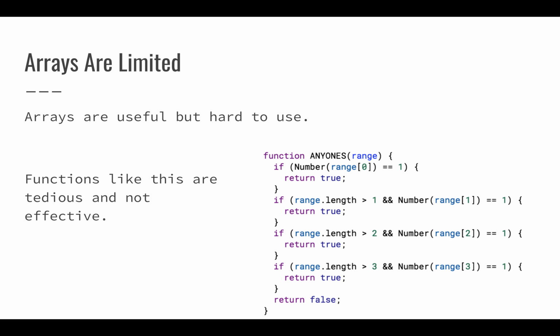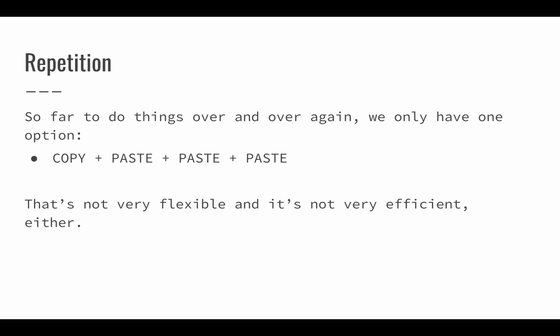If we passed in a range that had 50 values, we wouldn't actually be able to do this unless we copied and pasted this code 50 times. That's not going to be a great way to do things. So the only way we've really had to do any repetition is copy plus paste plus paste plus paste, which is not good.